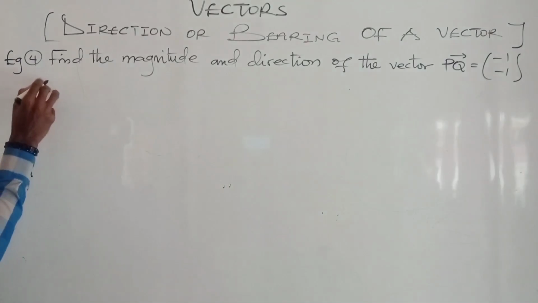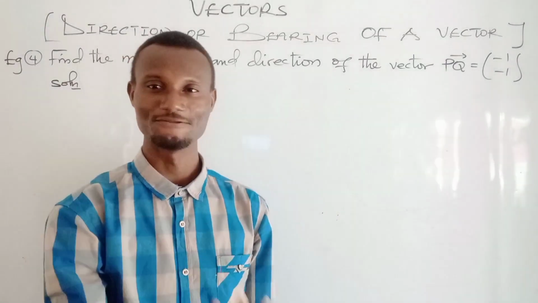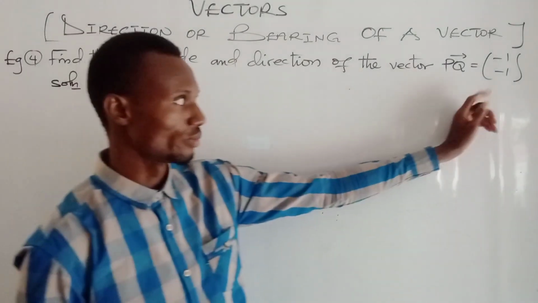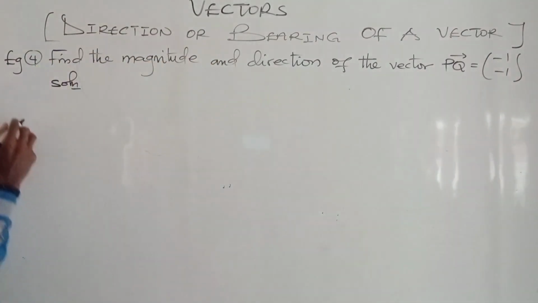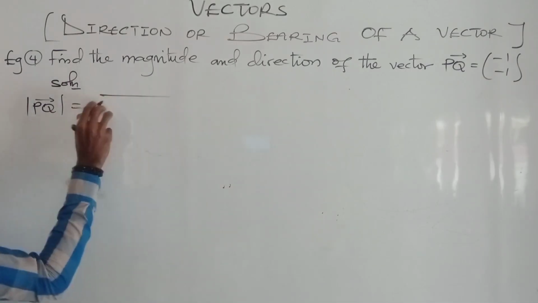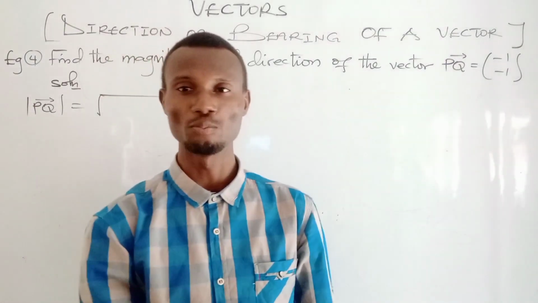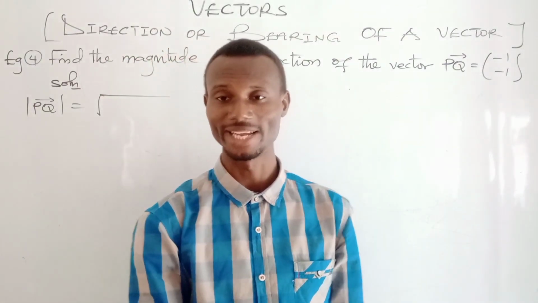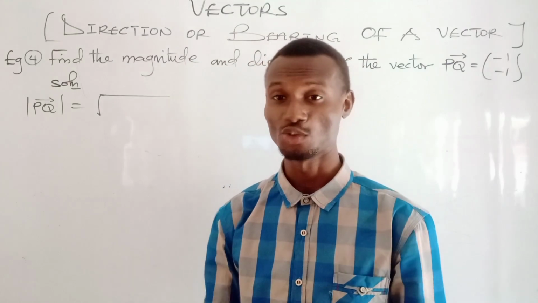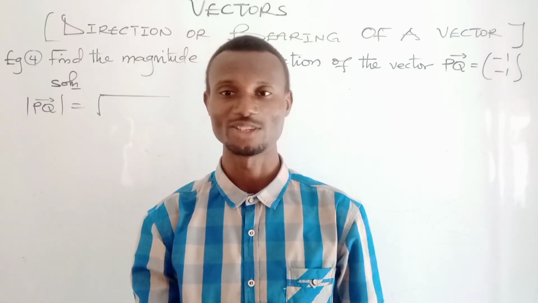I'm going to write down my solution, and we are going to start by finding the magnitude of the vector PQ. That's the first part of the question. The vector PQ is given to be (-1, -1). The magnitude of the vector PQ will be equal to the square root of the sum of the squares of the components of the given vector. Anytime you are asked to find the magnitude of any given vector, all you need to do is find the square root of the sum of the squares of the components of that vector.